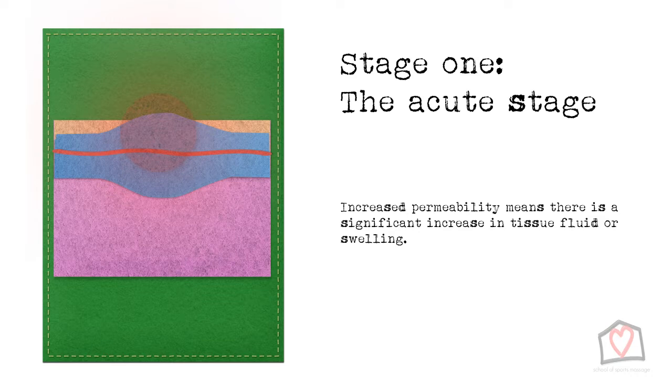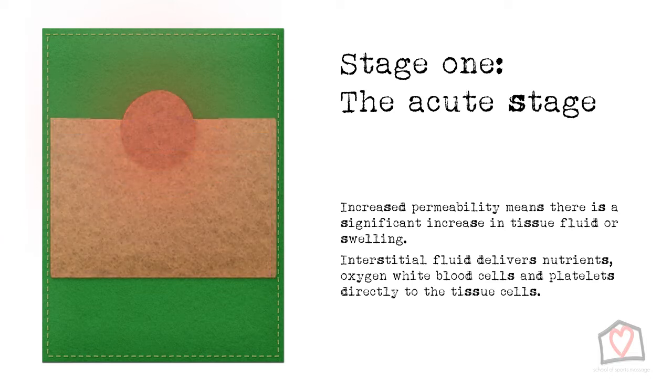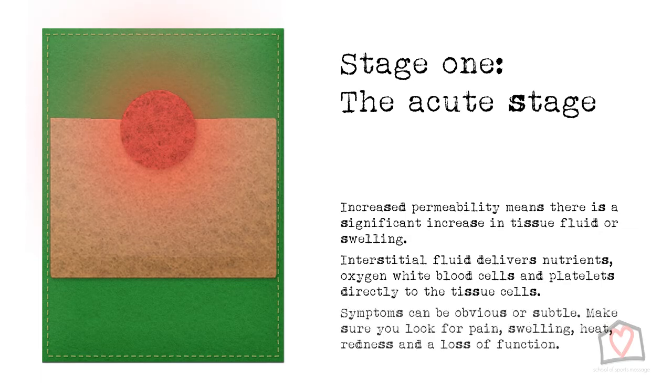This fluid plays an important role in that it delivers nutrients, oxygen, white blood cells and platelets directly to the tissue cells in need. The fluid also plays an important role in recovery, as it will exert pressure on the nerve endings, causing pain and preventing movement. All these effects combined leave symptoms that can be very obvious or more subtle. Make sure you look for pain, swelling, heat, redness, and loss of function.